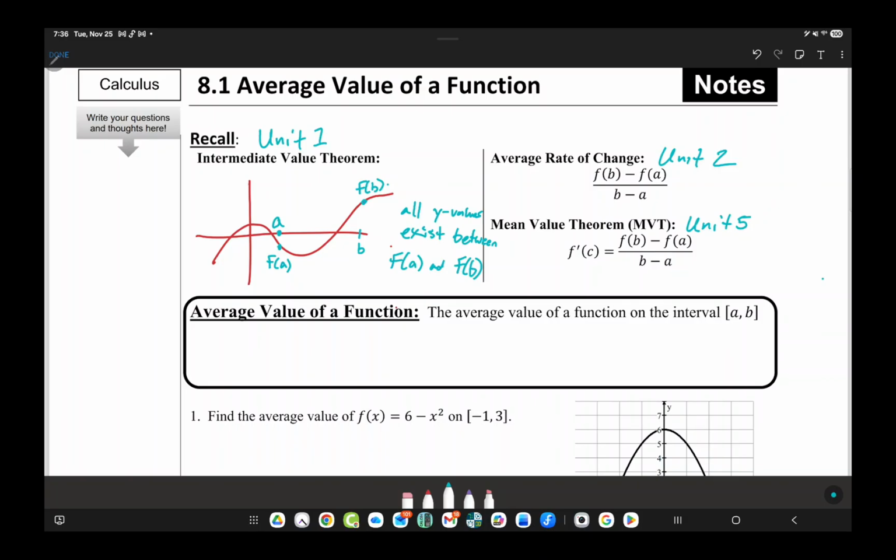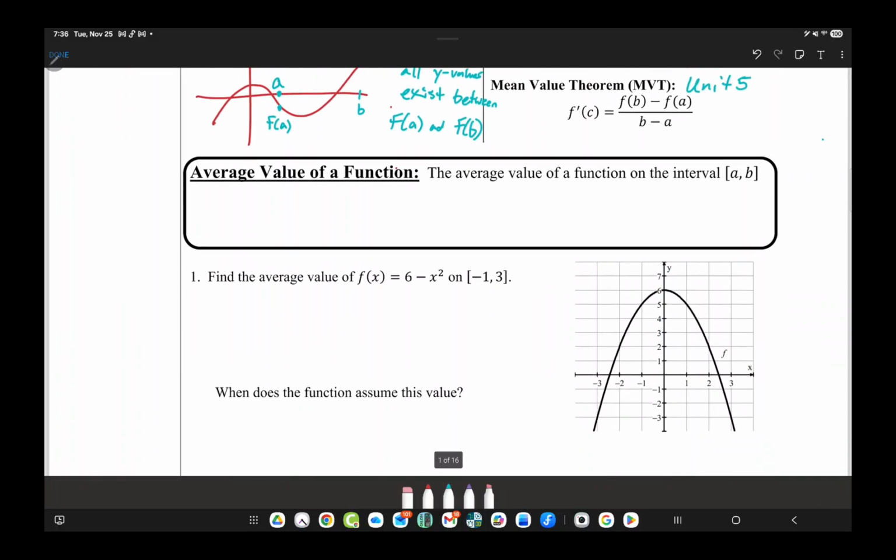So the idea here is if I have this function here, and I want to know from -1 we have the value at 5, and at 3 we have the value at -3. And I want to know on that interval what was the average value for this function.